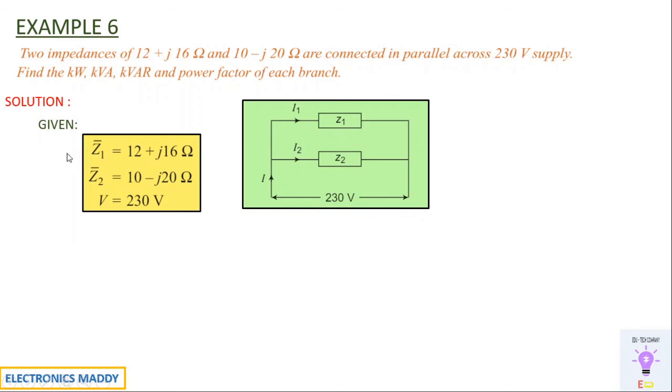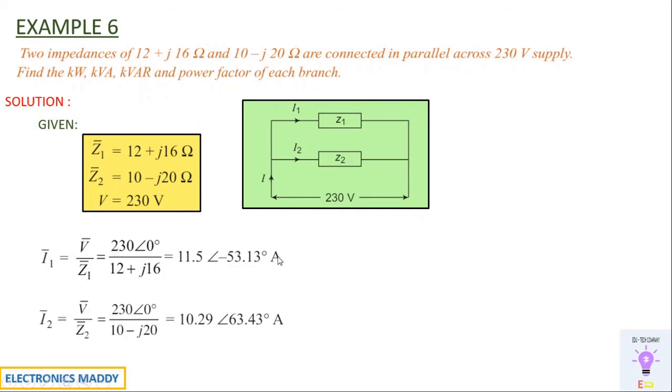So our first step is to find the kilowatt. For that we need to know the total current flowing. So I1 bar is equal to V bar by Z1 bar. That is 230 at an angle 0 divided by 12 plus J16. You will be getting 11.5 at an angle of minus 53.13. Similarly we find I2 bar. Substitute, you will be getting 10.29 at an angle of 63.43 amps. Once we find I1 bar and I2 bar, now we can determine all these parameters straight away.